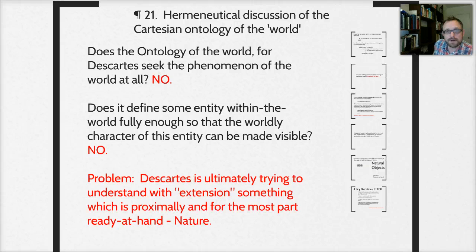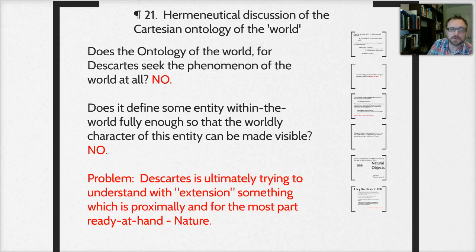Okay, paragraph 21 is the hermeneutical discussion of the Cartesian ontology of the world. So what is Heidegger's evaluation of Descartes here? Well, the first question: does the ontology of the world for Descartes seek the phenomena of the world at all? No. Right? Does it define some entity within the world fully enough so that the worldly character of this entity can be made visible? The answer, no.